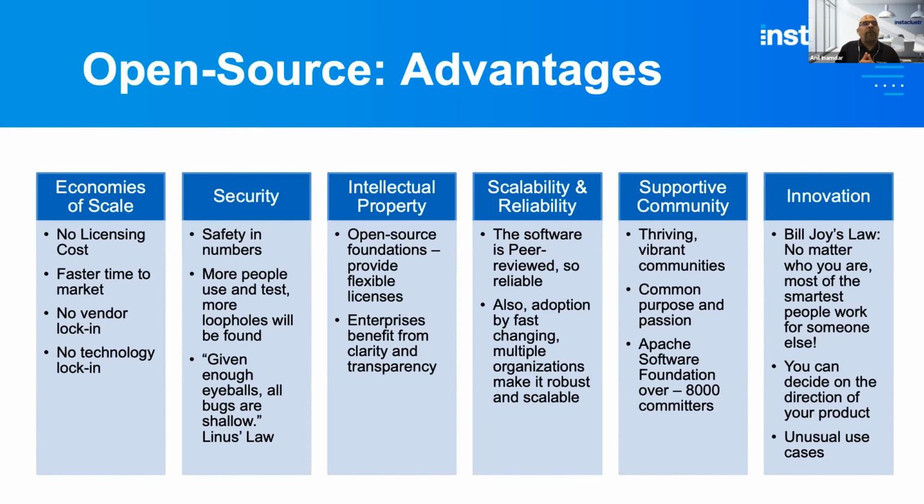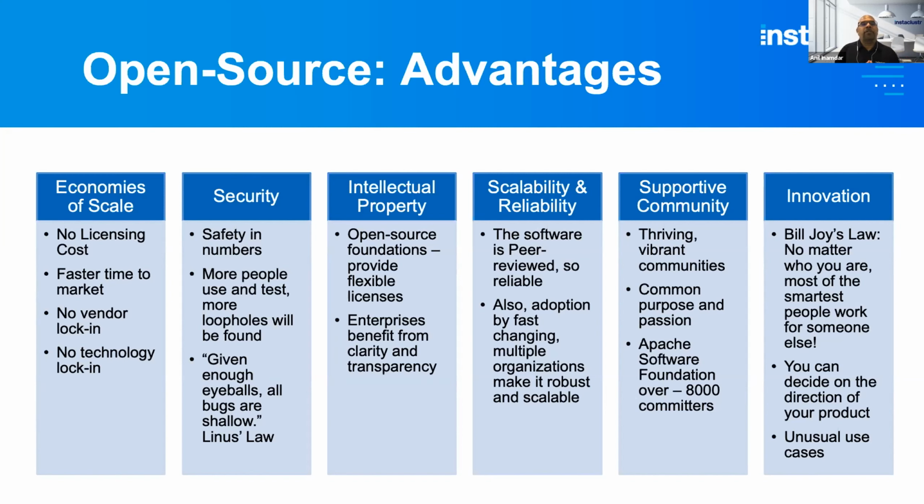Third is intellectual property. Open source foundations provide flexible licenses like Apache. So enterprises benefit from the clarity and transparency of this licensing. Another is scalability and reliability. The software is peer reviewed, so it becomes very reliable. Also, when large enterprises adopt and start using the software, it becomes even more robust and scalable.